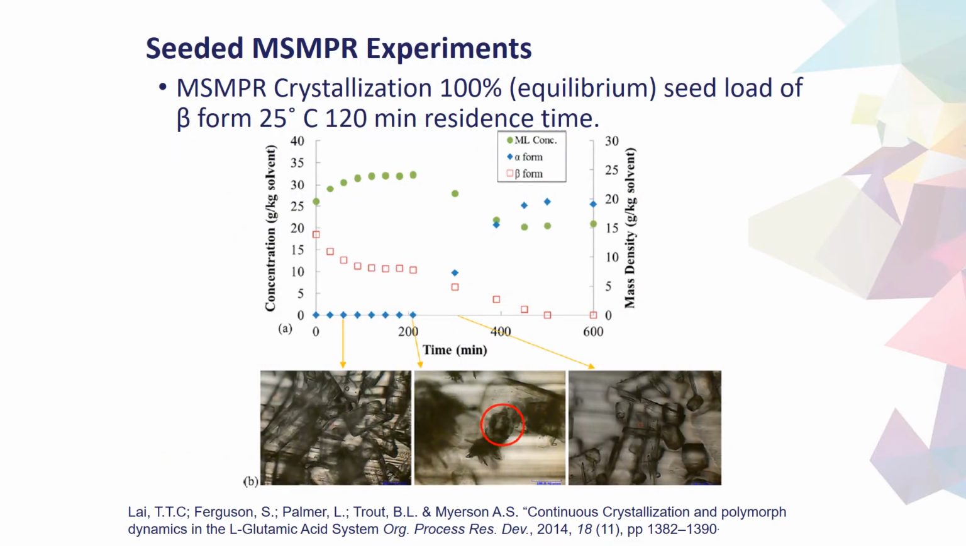So to test this, we conducted an experiment whereby batch crystallization was conducted, and this was allowed to progress to transform to produce a population of entirely beta crystals, so the stable form for L-glutamic acid. And the question was, if we have a seed loading that is very high to start off in MSMPR crystallization, that is the stable form, would the stable form persist, or would we go to a kinetically stable steady state that produces the metastable form?